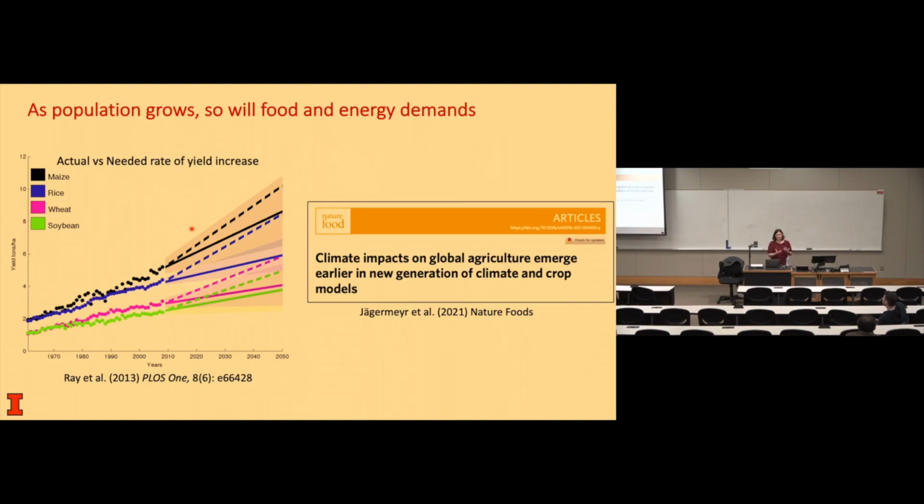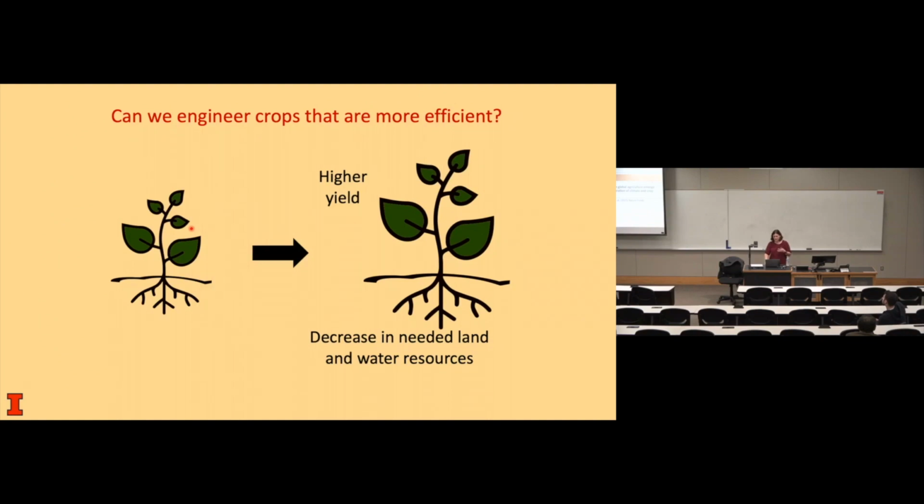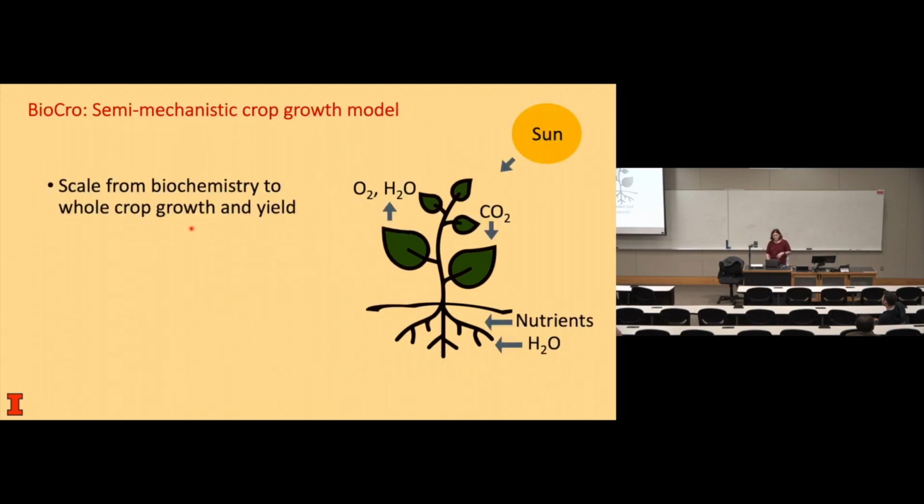increase the yields of crops to meet these future food demands, as well as deal with future climates and how we expect to do with that. And so the question is, can we engineer crops that are more efficient, which could include things like higher yield or a decrease in the amount of needed land and water resources? To do this, the lignin model was looking more at the molecular level, and this work is more at the crop and crop physiology level, along with its connections with the larger ecosystem, environmental inputs to the model.